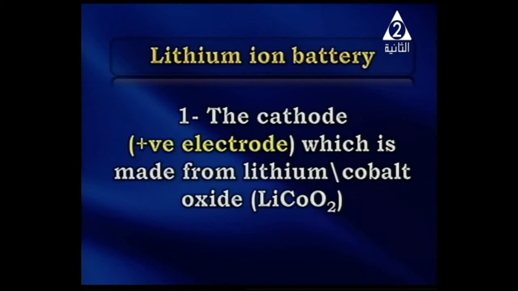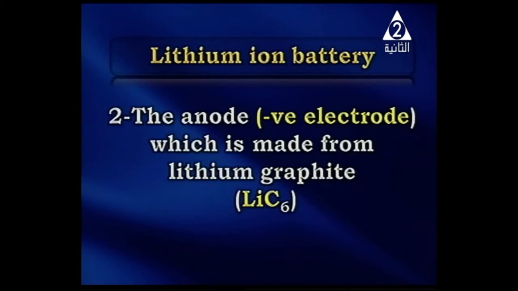So the first part, the cathode, is the positive electrode. In this case, the cathode is the positive electrode because it is one of the secondary cells, which is made from lithium cobalt oxide. So here we have cobalt oxide, CoO2, and we have the lithium mixed with it. At the anode, we have the negative electrode, which is made from lithium graphite, LiC6.